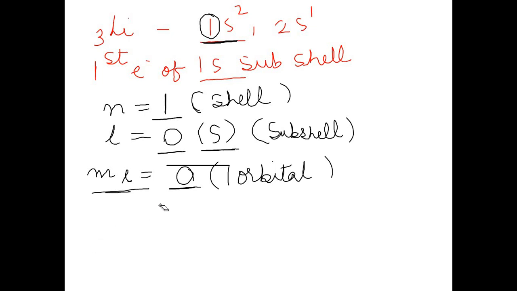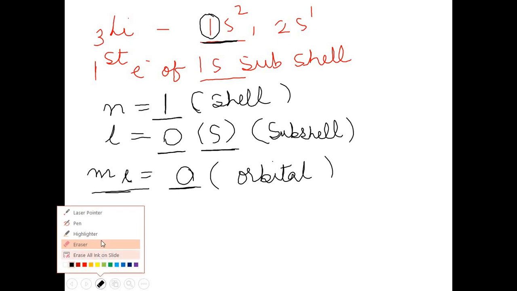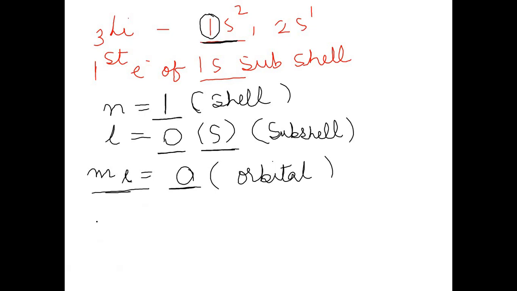Till now we have studied the three quantum numbers. We are talking about the first electron of lithium, which was present in the 1s subshell. So n is equal to 1, L is equal to 0, ml is equal to 0. Then I am talking about the last quantum number, that is the spin quantum number. Suppose it is having the value plus half, meaning a spin up and a spin down.